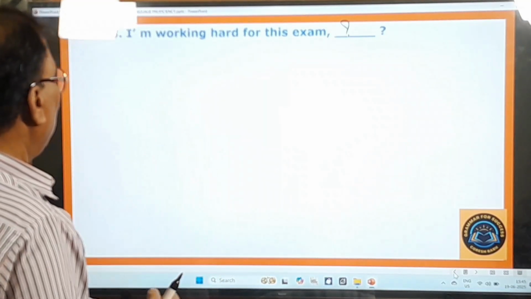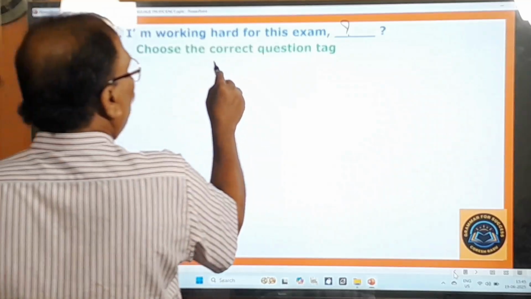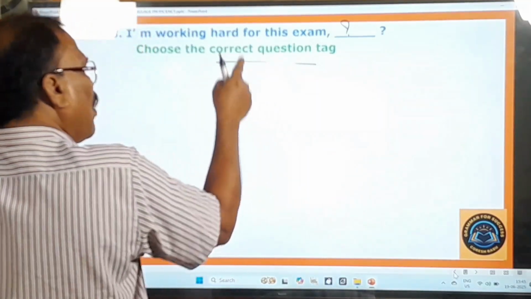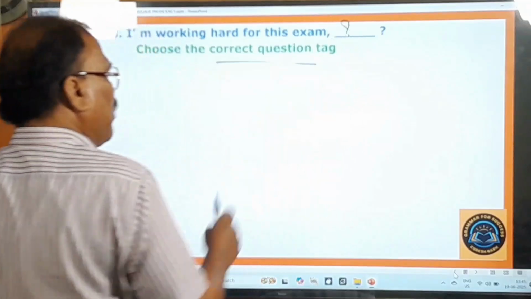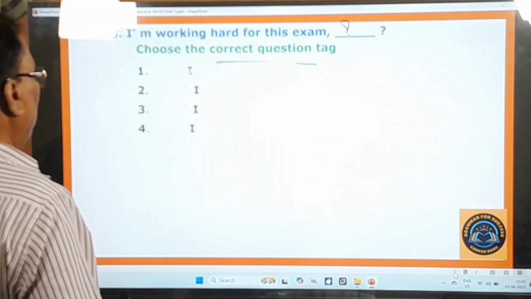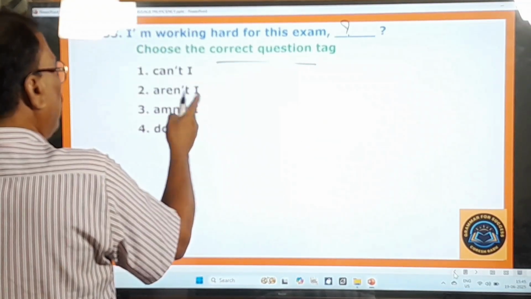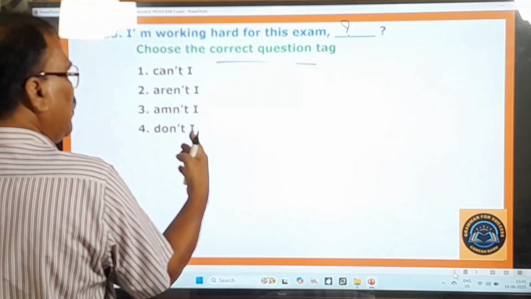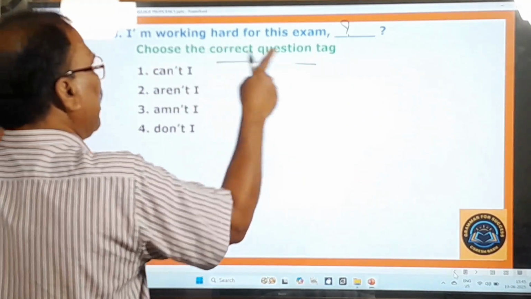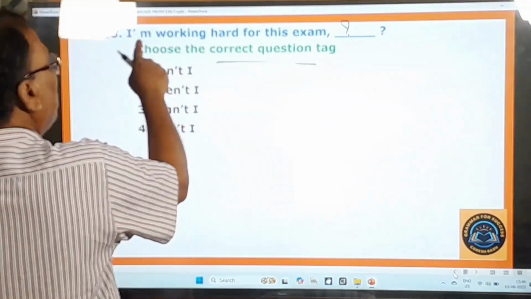Let us look at the question and options. Choose the correct question tag. So here the examiner is asking you to make use of the correct question tag in the blank. Then what are the options given here? Can't I, aren't I, amn't I, don't I? These are the options. And what goes with this blank is "I am working hard."